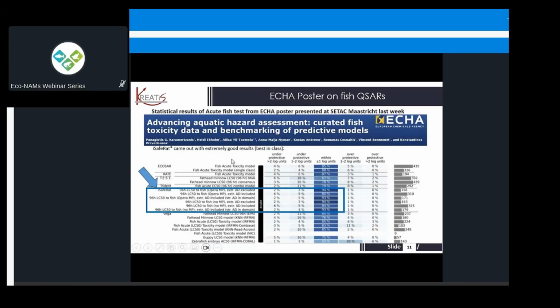Today, accurately, this was a poster that came out from ECHA just recently at the CTAC in Maastricht. ECHA had this on the first day: Advancing Aquatic Hazard Assessment, Curated Fish Toxicity Data and Benchmarking, and ISAFRAT was used here. As you can see, the results were extremely satisfactory for the QSAR models, between 84 and 94% within the accepted level of log units as they considered, with quite a reasonable number of data included in this case for the acute toxicity study to fish.